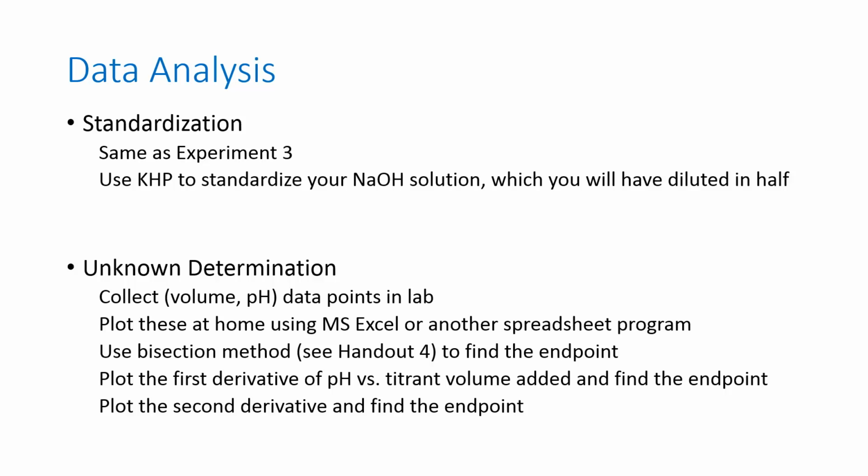Then you're going to make another plot, the first derivative of the pH versus titrant volume, and you're going to use that plot to find the endpoint, also as described in experiment 4. And then you'll plot the second derivative, and then also find the endpoint as described in experiment 4.